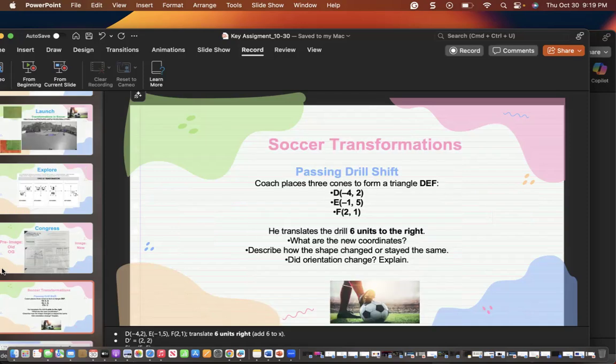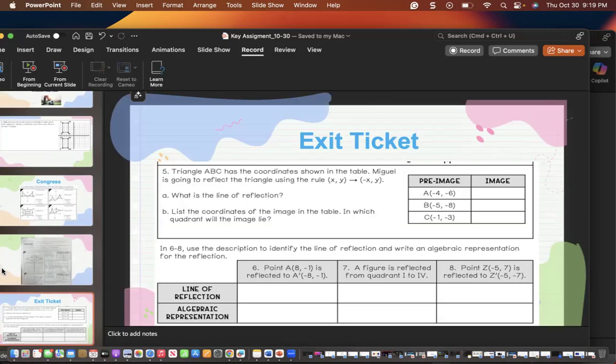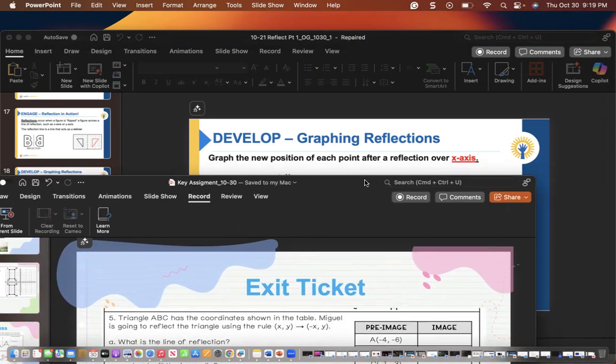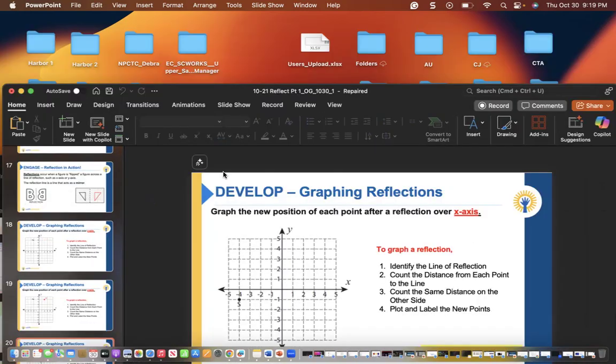I also included more soccer references to make it a little bit more relevant to a sport that they really like. And then our exit ticket continued to go over reflection and its rules. That's my lesson. The first lesson went over transformation, the second lesson went over reflections.